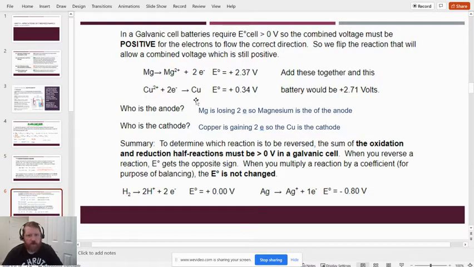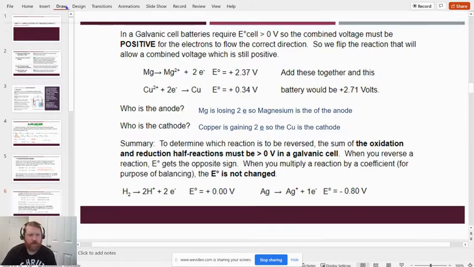Great. So I have flipped the copper reaction around in my next part of the notes. By flipping the copper reaction around, when I add these together, the voltage is 2.37 from the first beaker, 0.34 from the second beaker, for a combined voltage of 2.71. Magnesium is losing electrons, so it's the anode. Copper is gaining electrons, so it's the cathode. All right, and we're going to keep our eye on some issues.